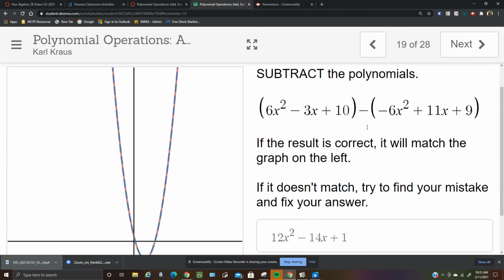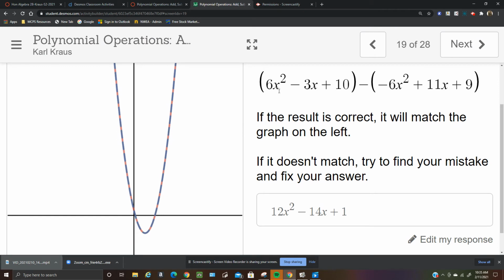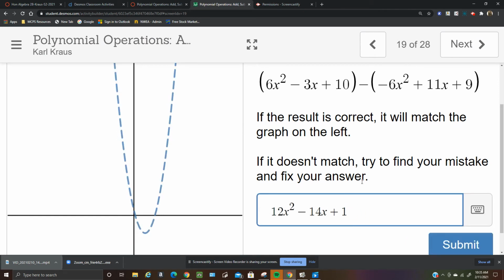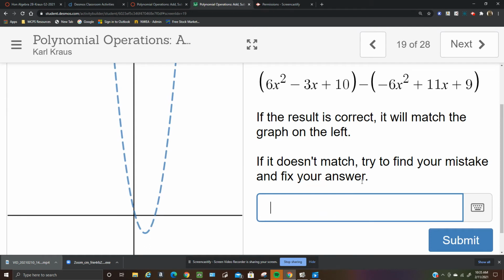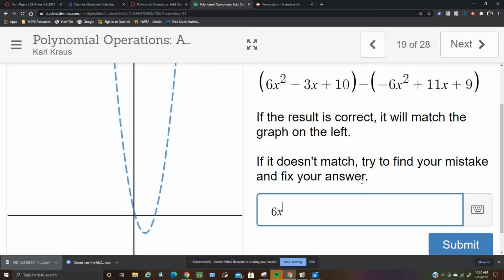So problem 2. Let me show you the work here. Oh, I got the answer. 6x squared minus 3x plus 10 plus 12x squared minus 11x minus 9.